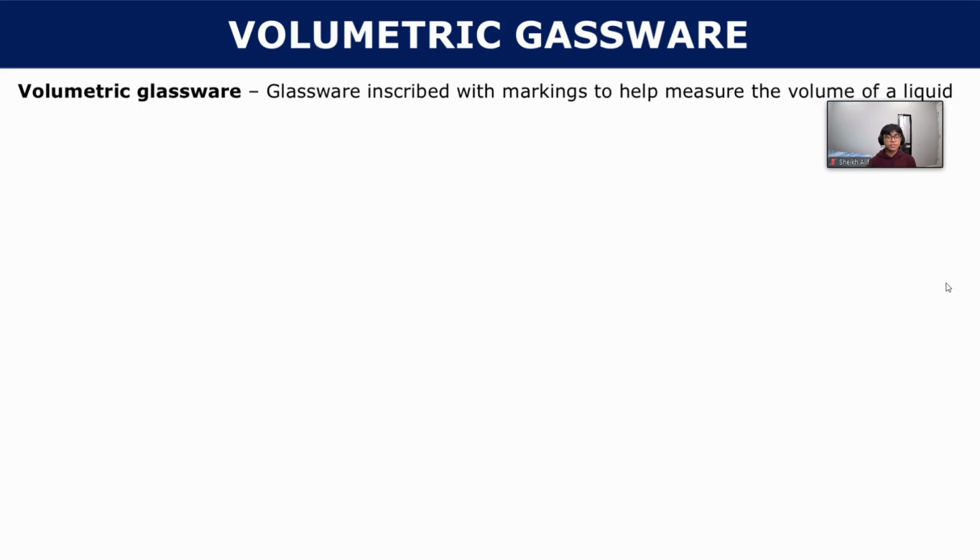Today we're going to go over volumetric glassware, titrations, and redox reactions. So let's determine what volumetric glassware is. Volumetric glassware is glassware inscribed with markings to help measure the volume of a liquid.